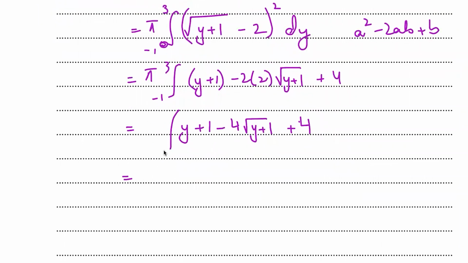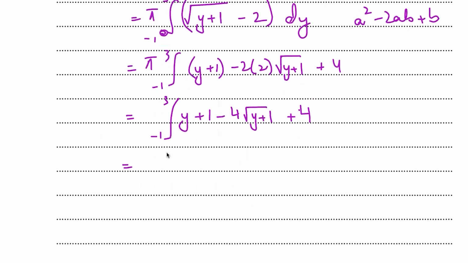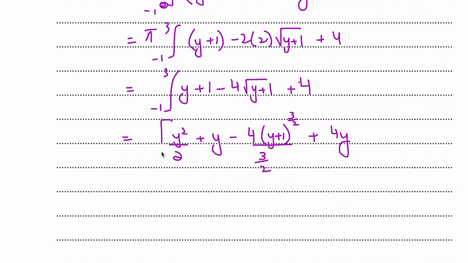Now integrating each term individually, we get y squared upon 2 plus y, minus 4 times y plus 1 to the power 1 upon 2. Increasing the power by 1, we get 3 upon 2, and then we divide by the new power, which is 3 upon 2. The derivative of y plus 1 is 1, so it will remain as it is. And the integral of 4 would become 4y. Now substituting our limits, which are 3 and minus 1.